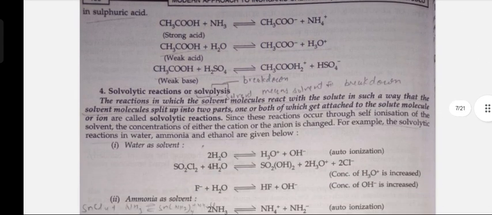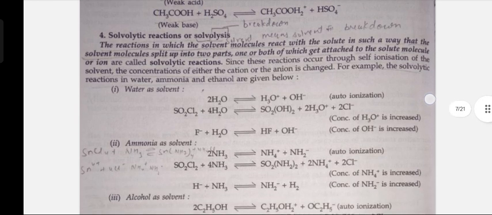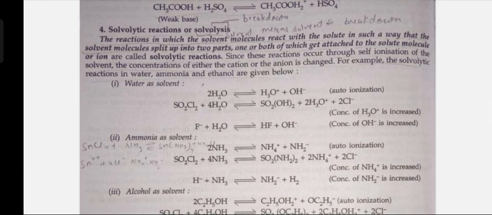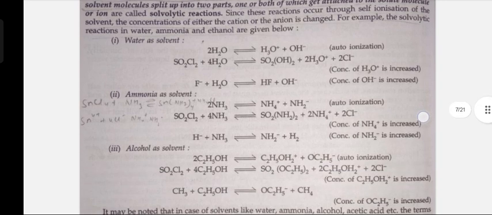The fourth one is solvolytic reaction or solvolysis. The reaction in which the solvent molecules react with the solute in such a way that the solvent molecule splits up into two parts, one or both of which get attached to the solute molecule or ion, is called a solvolytic reaction. Since these reactions can occur through the self-ionization of the solvent, the concentration of either the cation or the anion gets changed. For example, the solvolytic reactions in water, ammonia and ethanol are given below.